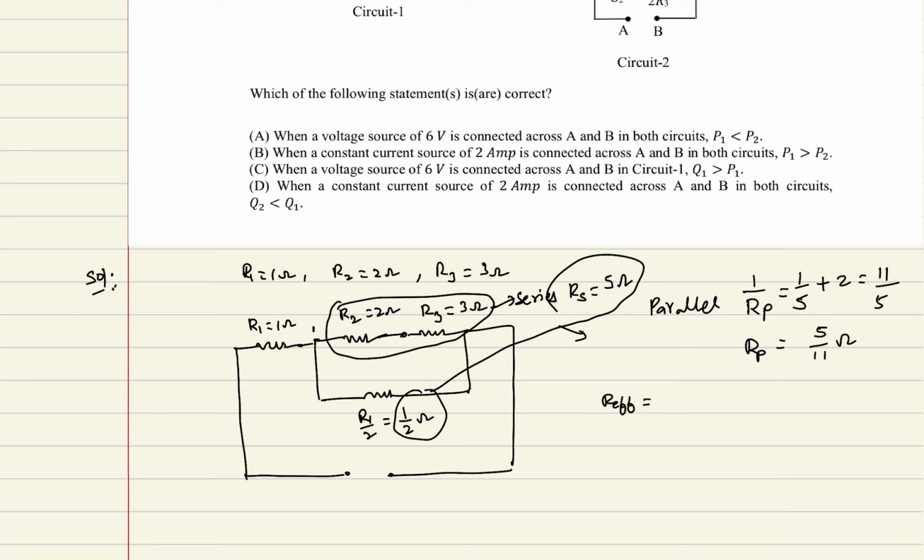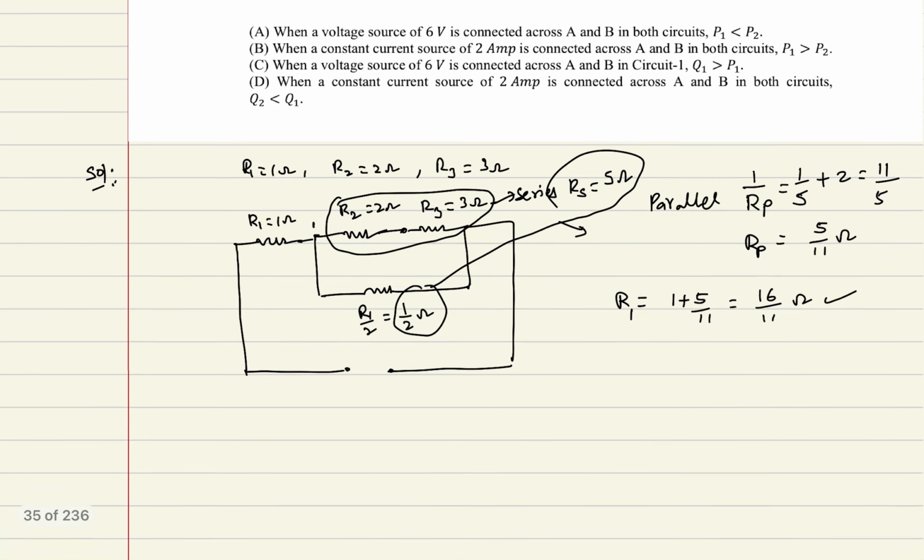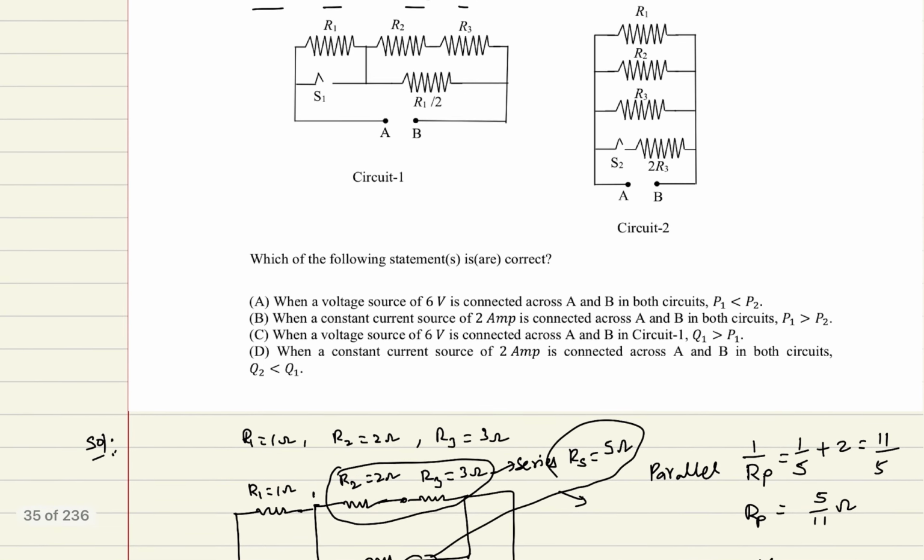Next, this Rp is in series with this. So the effective resistance R can be written as R is equal to 1 plus 5 by 11. If you calculate that, 16 by 11 ohm is R1. R1 is this.